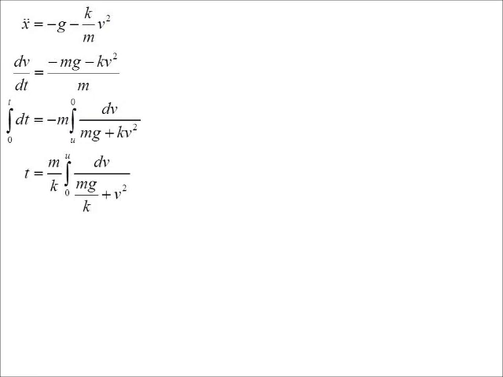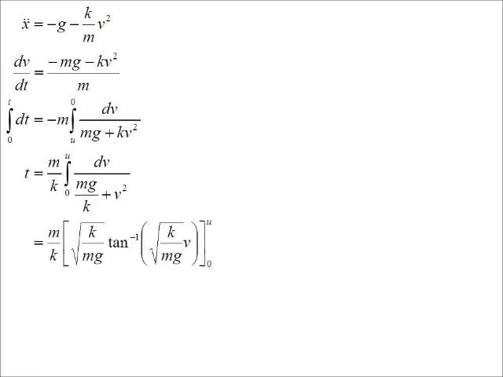Once again, I've multiplied by -1 and swapped the limits round. Okay. Inverse tan, so it's 1 over a. Well, a squared is mg on k. So 1 over a is the square root of k on mg. Inverse tan, and then again we get the square root of k on mg, that times v.